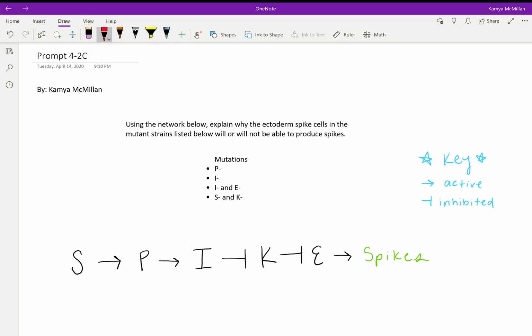Using the blue key to the right, the network reads: S is activated, so therefore P is activated, I is inhibited, which inhibits K, and therefore makes E active to produce spikes.